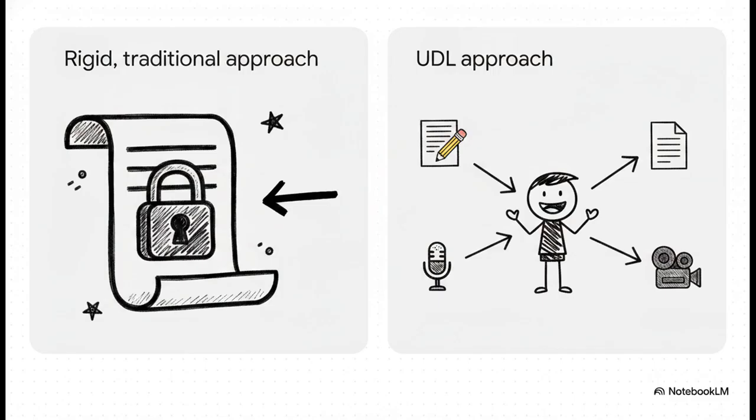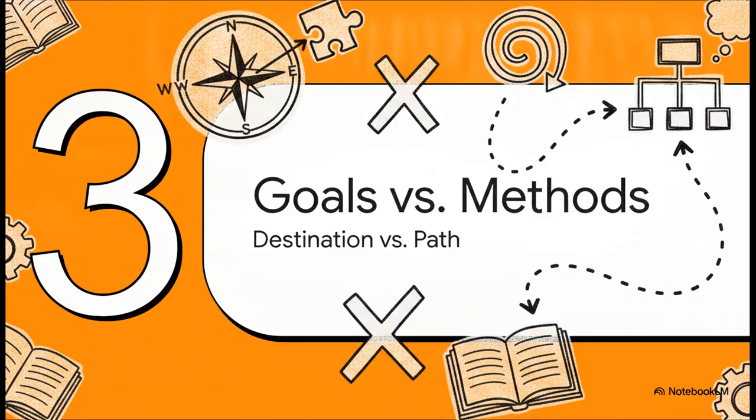Unless academic writing is the specific learning outcome, like say in a composition class, giving students flexibility in their output format removes a massive barrier while keeping the destination entirely intact. All right, on to Section 3, separating goals from methods.